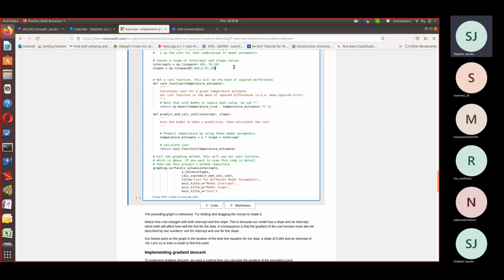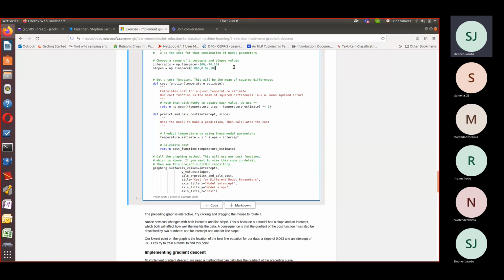So we have to help the algorithm to start and stop at a certain point. So we're making the assumption that our minimum error will occur with an intercept between minus 100 and minus 70 and a slope of 0.06 to 0.07. That's what our initial investigation using a simple regression line has produced. That's why we looked at the graph.